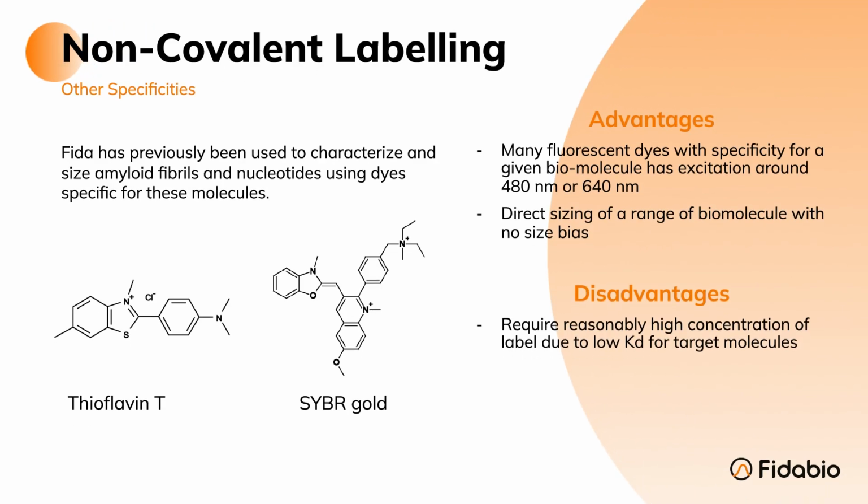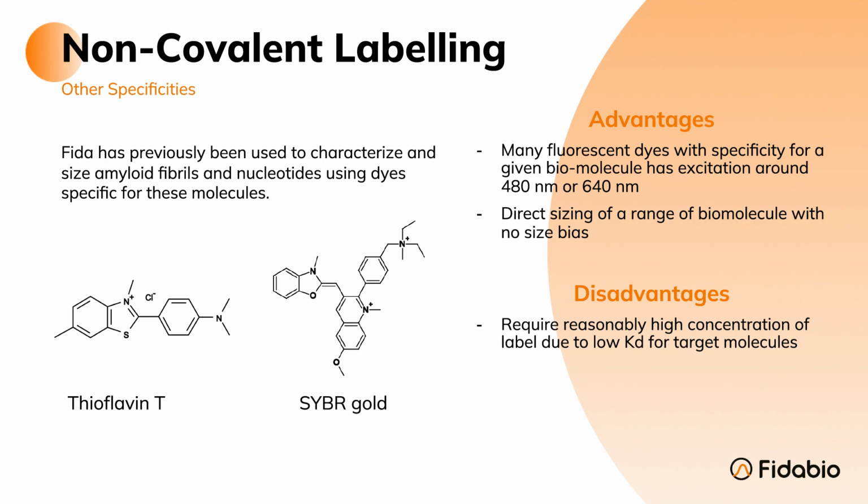Finally, we have the biomolecule-specific dyes. Examples of these include thioflavin T, specific for amyloid fibrils, and SYBR Gold, which is fluorescent when it binds to polynucleotides. These two have previously been used for FIDA assays, but a whole range of molecule-specific dyes are available that are compatible with the excitation and emission wavelengths of the FIDA.